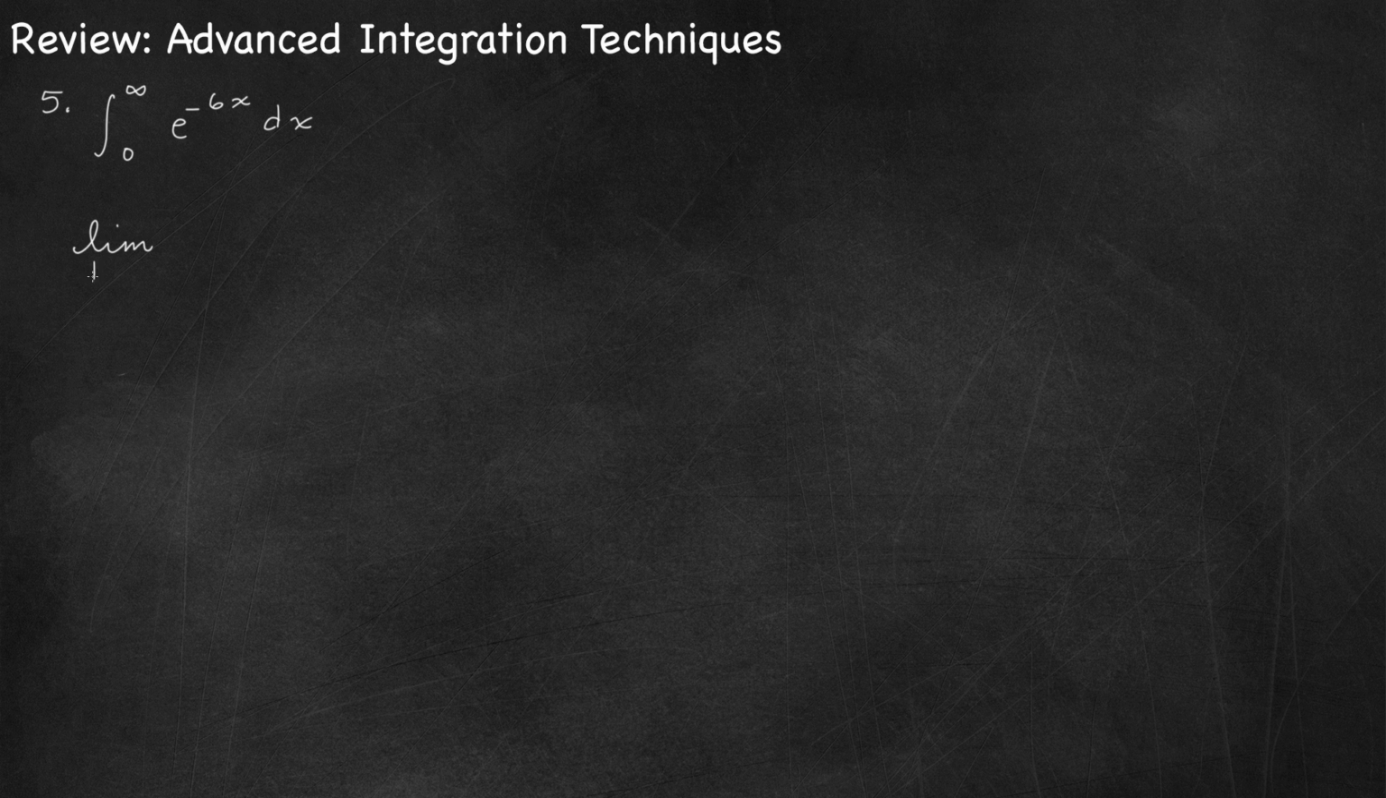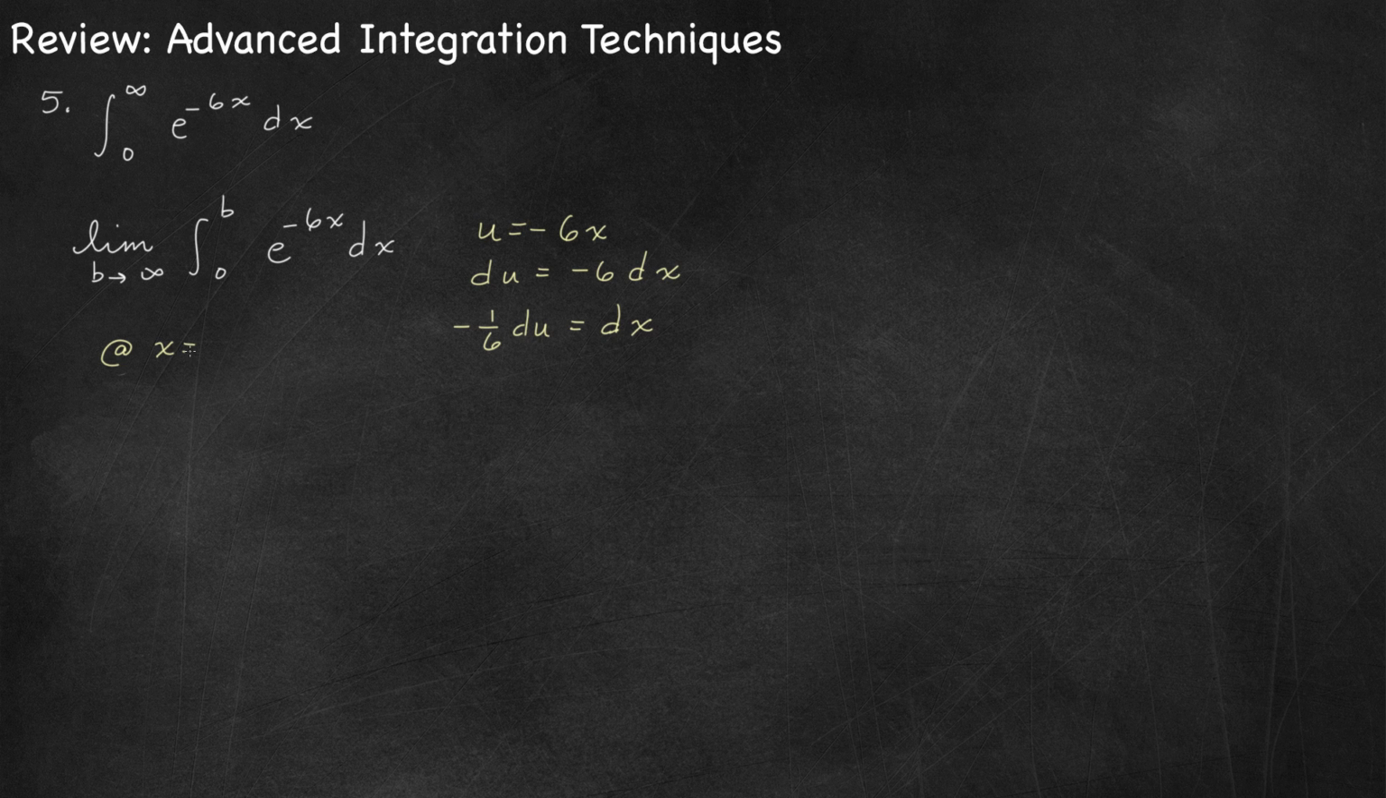Okay, we want the limit as b approaches infinity. Integral 0 to b, e to the negative 6x dx. So my u will be negative 6x. My du will be negative 6 dx, which means my dx is negative 1 over 6 du. And I'm going to go ahead and convert my bounds, since this is a definite integral. At x equals 0, and I'm looking at this equation here to convert my bounds, u equals negative 6 times 0 equals 0. So at x equals 0, u equals 0. And then at x equals b, we have u equals negative 6 times b.